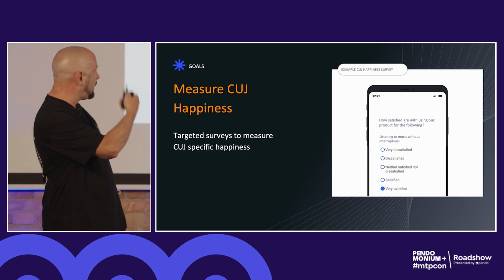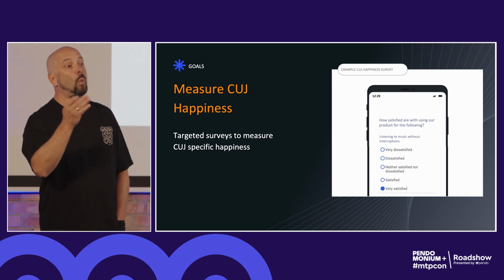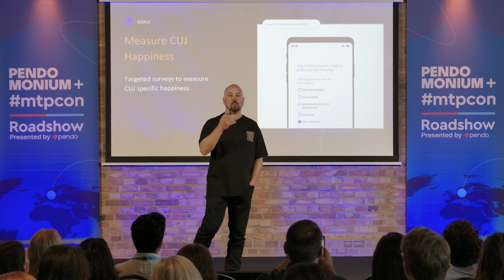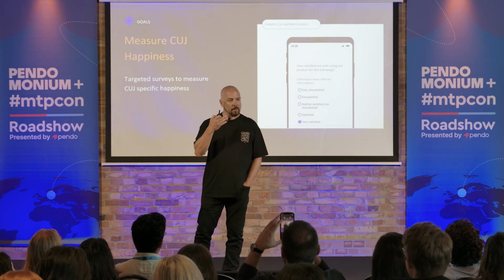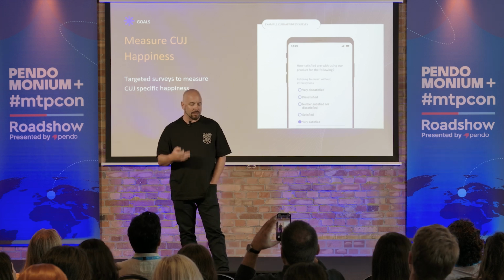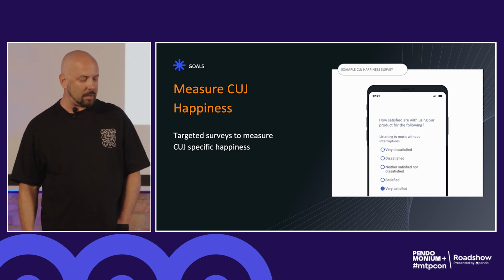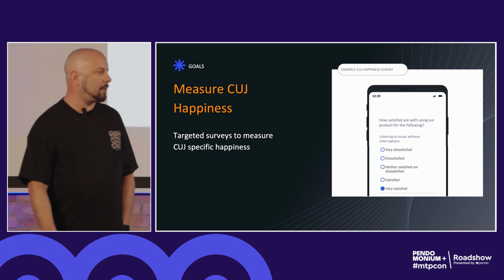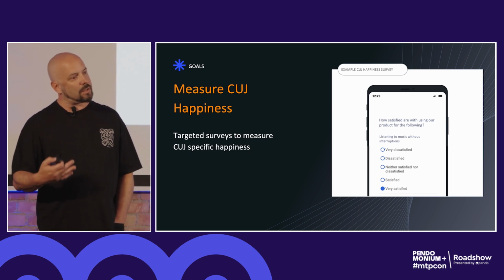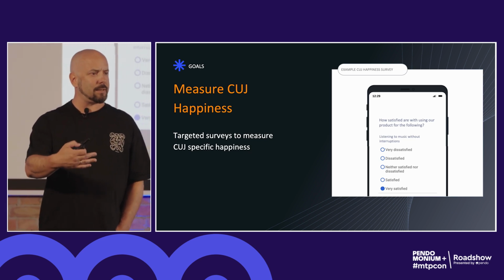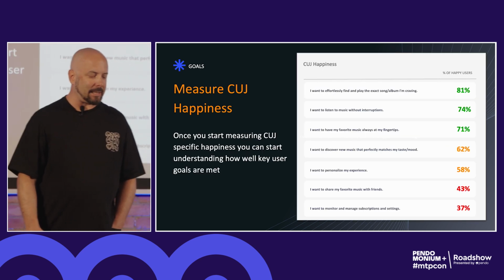You get a survey, you know these in-product surveys, and then you need to figure out when to show it. You might know when the user is doing this journey, when there will be different moments in time where it makes sense to show it. And you show something like that. How satisfied are you with using our product for the following? Listening to music without interruptions. And then the users can answer. And if they do, you start understanding the satisfaction, the happiness with that specific journey. And that ends up with something like that.